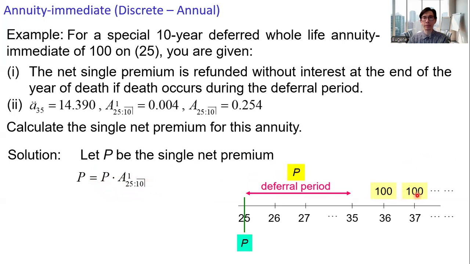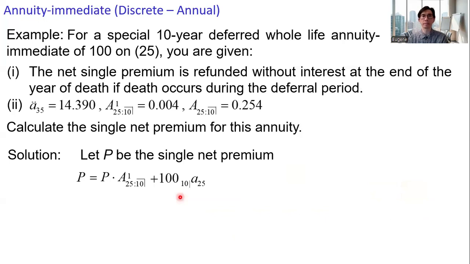And then the annuity immediate of 100 afterwards. This is a 10-year deferred annuity immediate. Benefit 100. All right, solve for the value of P. And this is the single net premium for this policy. The 10-year deferred annuity, this is the annuity immediate. And we are given some quantities related to annuity due.